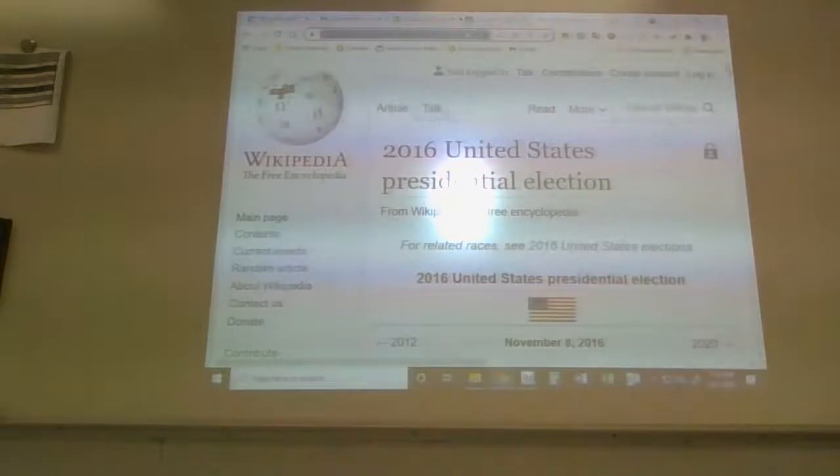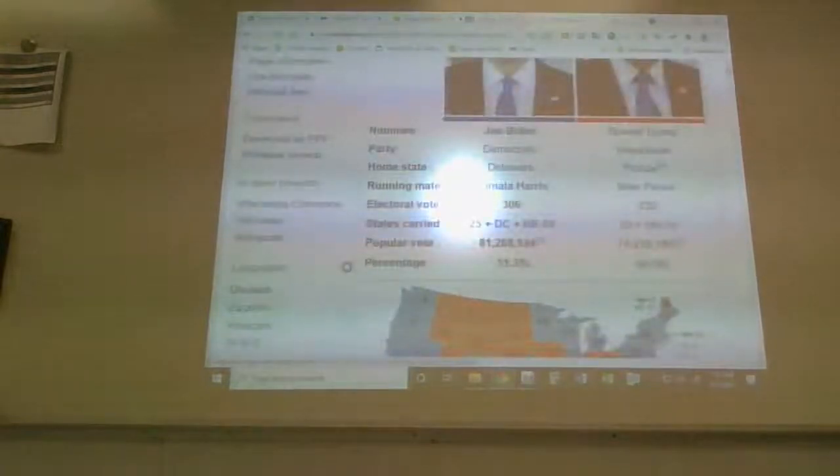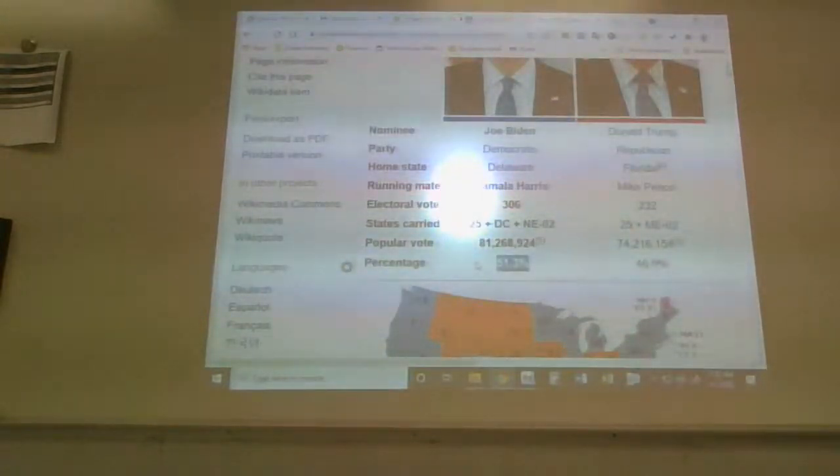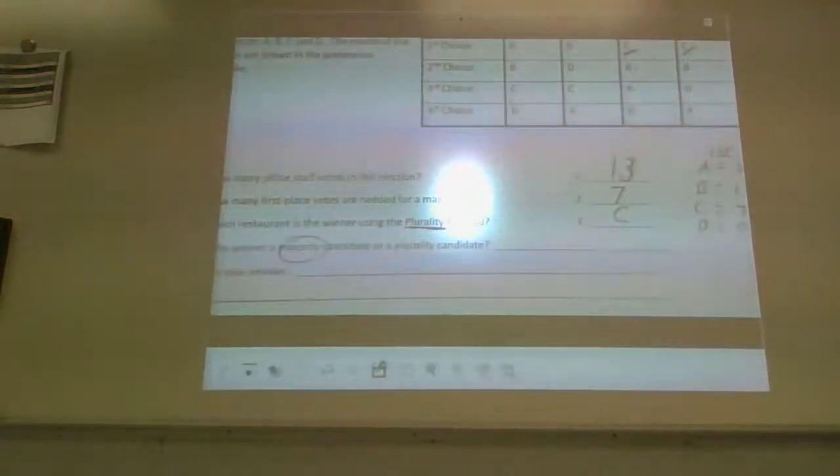But if anybody wants to dispute the 2020 election, if you look at the 2020 election results, clearly Joe Biden received over 51% of the votes. So that was a majority candidate in terms of the number of total votes. I love looking at this stuff. It's fun. Back to this.